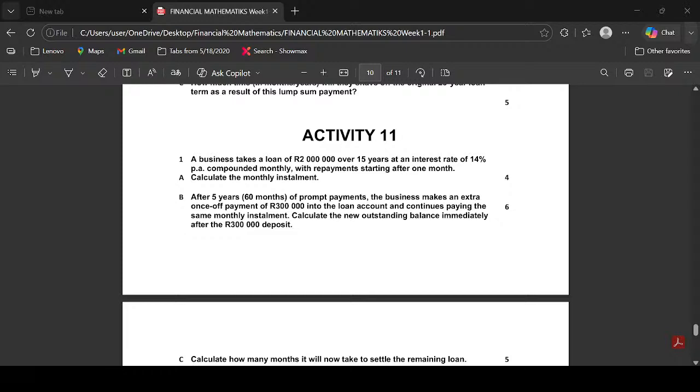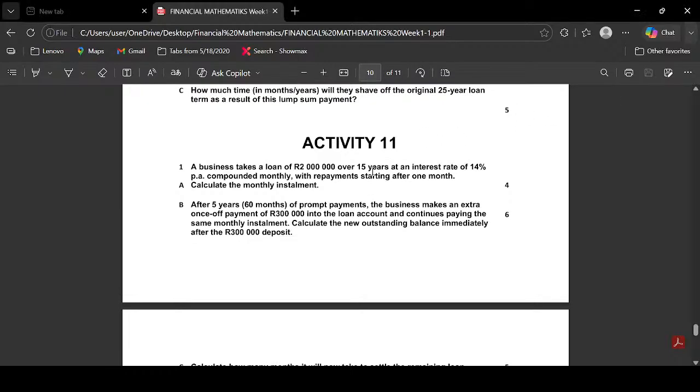Okay, guys, welcome to another lesson of the Daily Dose of Mathematics. In this lesson, we are going to be looking at present value annuities. Now we have an example, it is an activity. So we're doing activity 11, and we're going to be going through this activity 11.